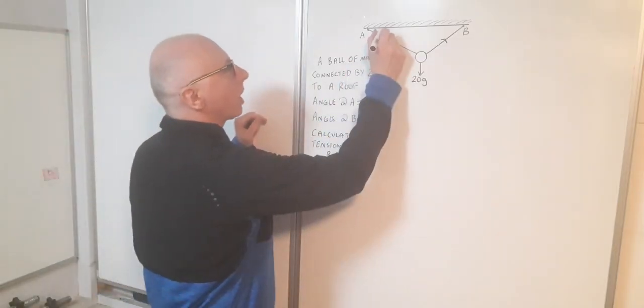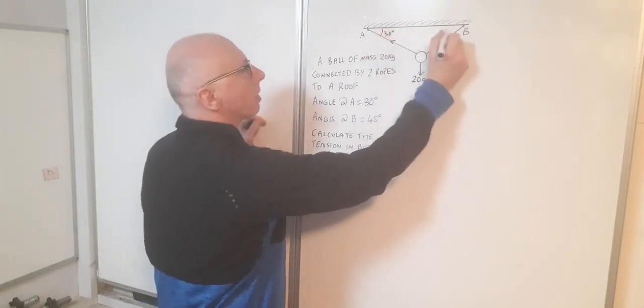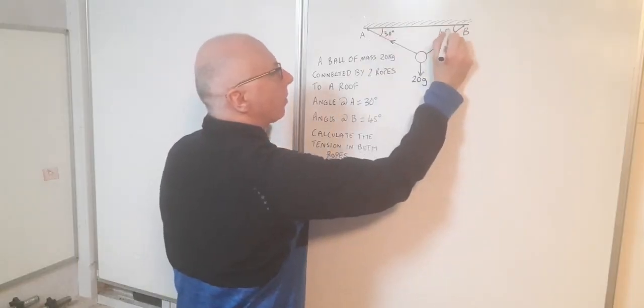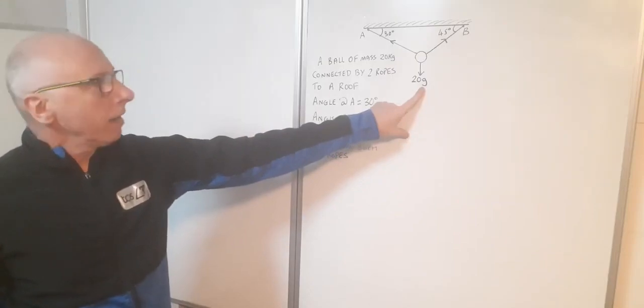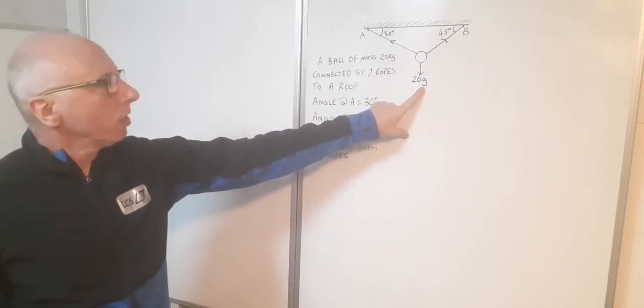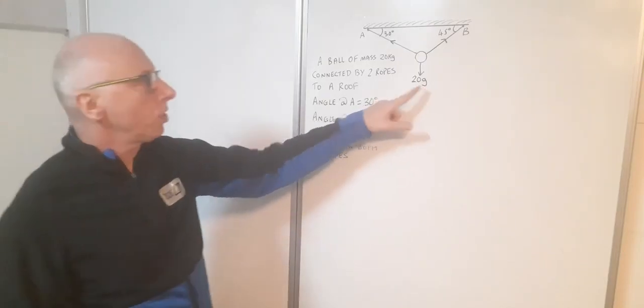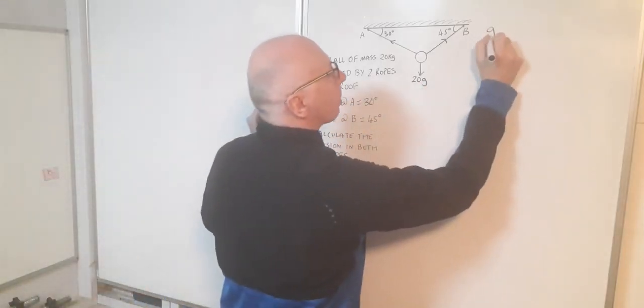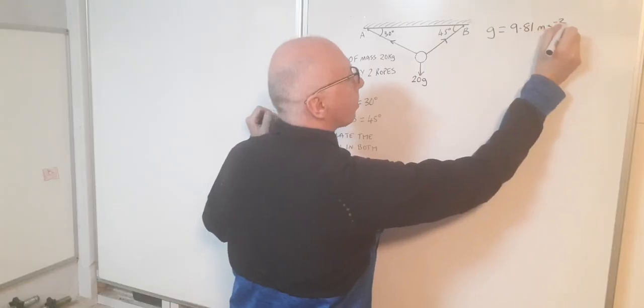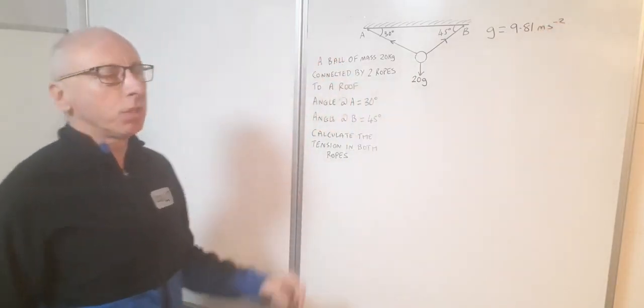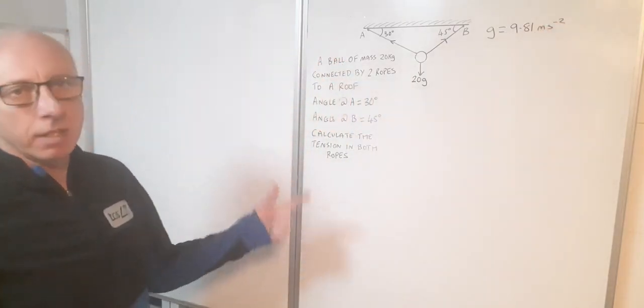Now I've got my angles here, which are 30 degrees. This one here is 45 degrees. And one other thing we need to talk about is G, which is my gravitational constant, which is due to gravity. So G equals 9.81 meters per second squared. For our calculation, we'll just use the 9.81 in this question.